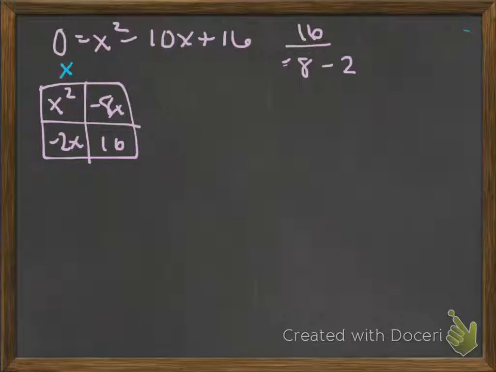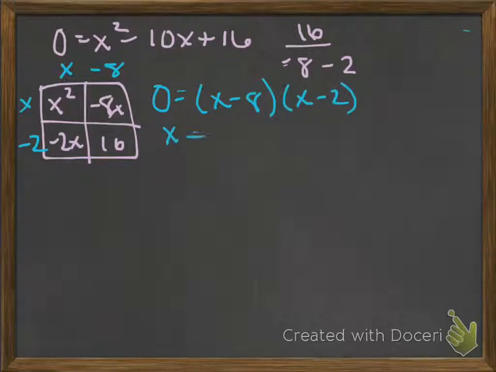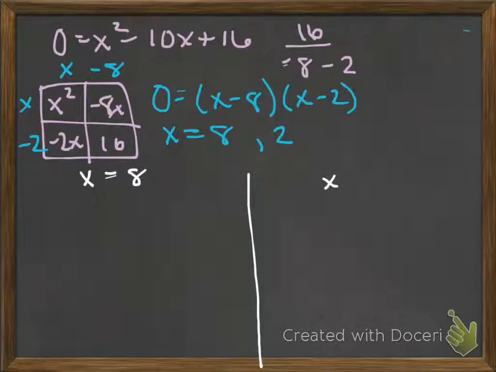So I could take an x out and an x there. I could take a negative 8 and I could take a negative 2. So this factors down to be x minus 8, x minus 2. So my two answers are a positive 8 and a positive 2. Now again, we need to do the check here, so we're going to check both scenarios, my 8 and my 2.